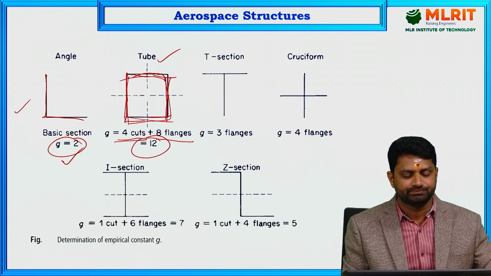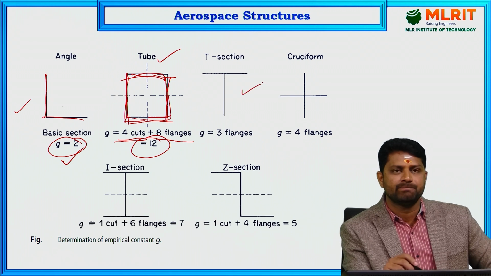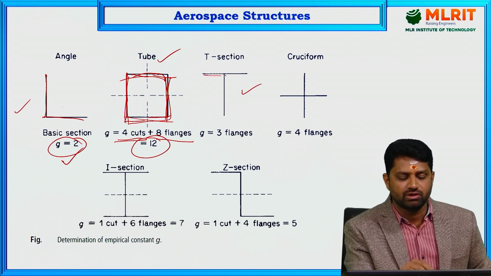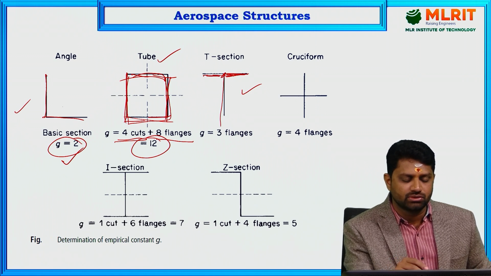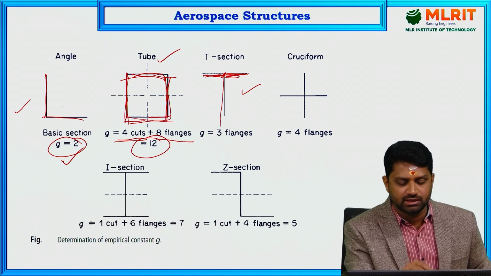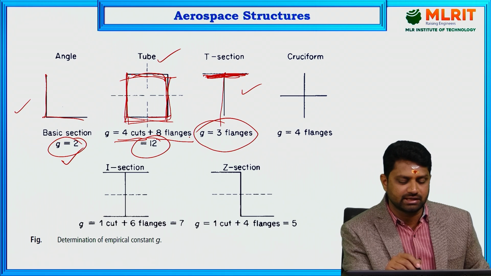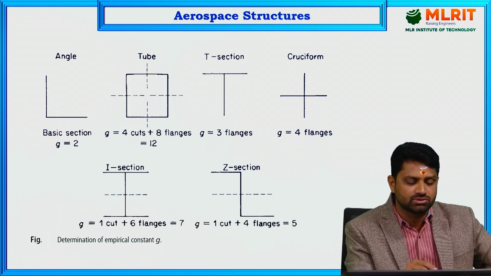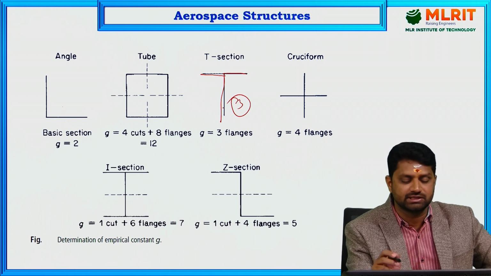Now in the next one, that is the T section, you require one cut here and one cut here too, and after making the cut you get 2 flanges here. So for this kind of thing you can consider it as 3, or otherwise you can consider it like this: this is one cut you need to make, this is another cut, and this is another cut. So finally there are 3 cuts required for this T section, and you can take the G value as 3.